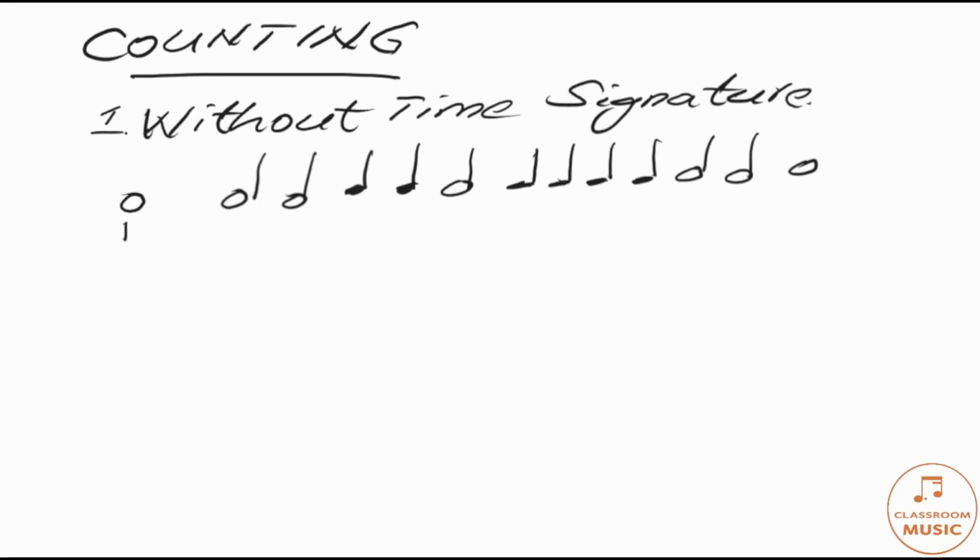So counting 1, 2, 3, 4 whenever we have a whole note, and counting 1, 2, 1, 2 whenever we have two adjacent half notes, or 1, 1, 1, 1 whenever we have quarter notes. For instance, this is how we would have counted our first rhythm when we did not have the time signature indicated at the beginning.